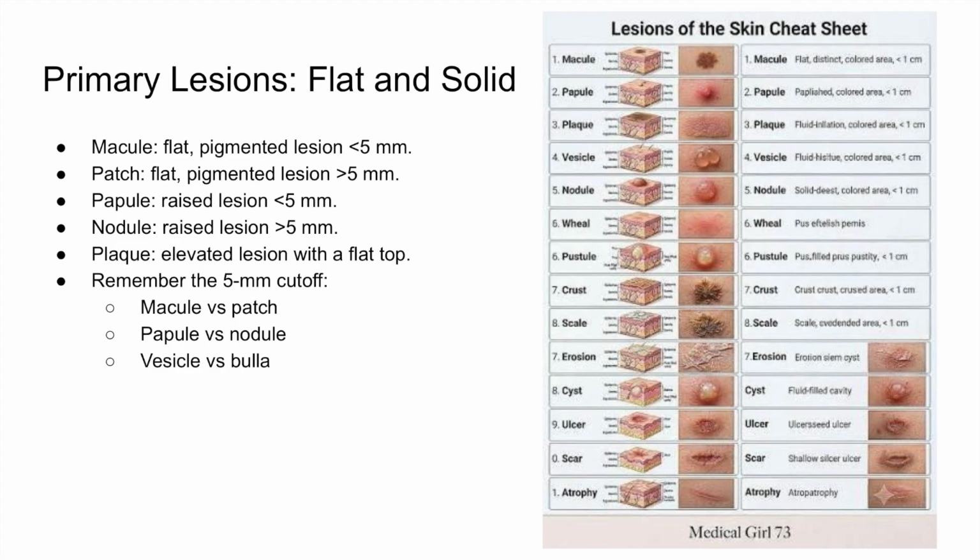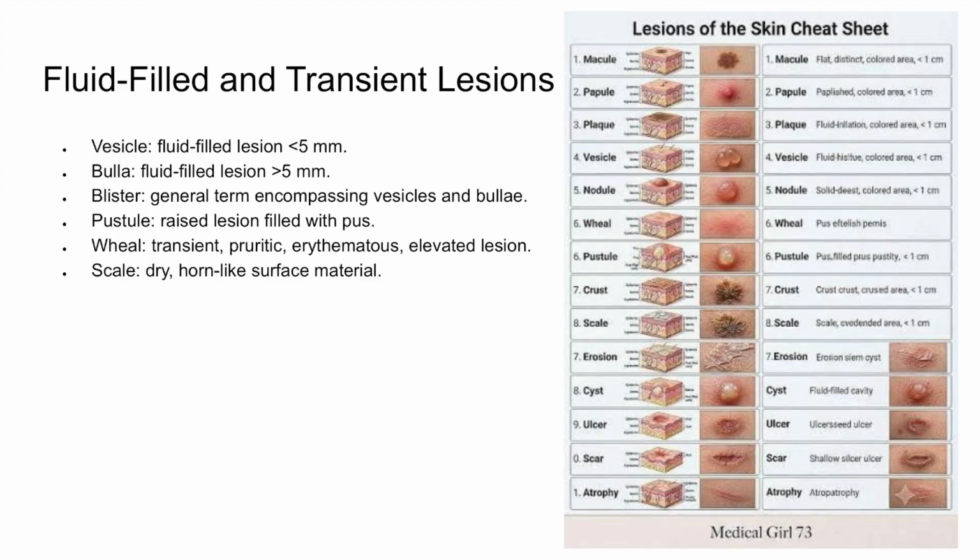And then the same size distinction will apply to fluid-filled lesions, with a vesicle being smaller and a bulla being larger. Keep in mind that some dermatology references use a 1 centimeter cutoff, but for my material here, we're just going to be sticking to the 5 millimeter convention, which is what's used by my institution. All right, so fluid-filled lesions are classified primarily by their size and contents.